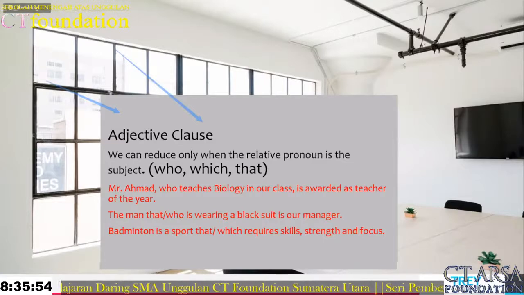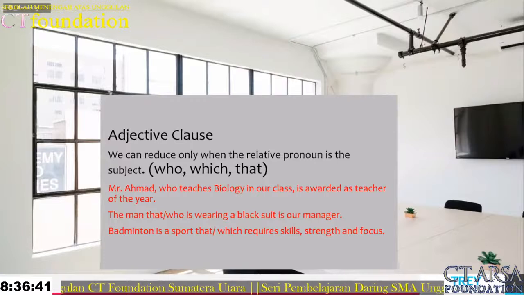Number two, the man, you can use that, or you can use who here. The man who is wearing a black suit is our manager. Which is the adjective clause here? That or who? Who is wearing a black suit is the adjective clause. This adjective clause is describing the man. Which man? The man who is wearing a black suit. Which man is your manager? The man who is wearing a black suit.